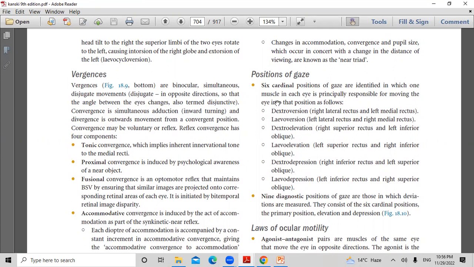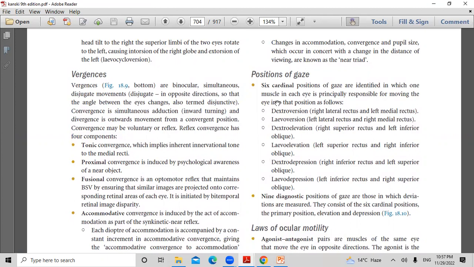Dextraversion, right lateral rectus and left medial rectus. Levoversion, left lateral rectus and right medial rectus. Dextra-elevation, right superior rectus and left inferior oblique. Levo-elevation, left superior rectus and right inferior oblique. Dextra-depression, right inferior rectus and left superior oblique. Levo-depression, left inferior rectus and right superior oblique.